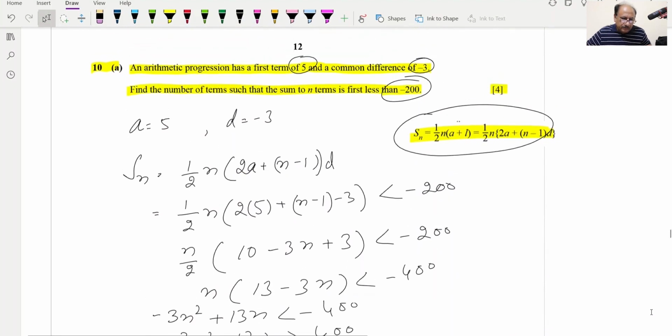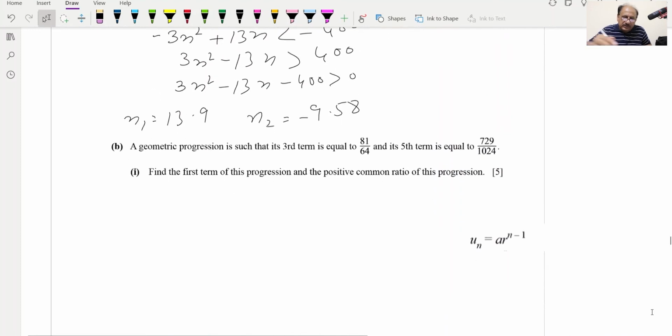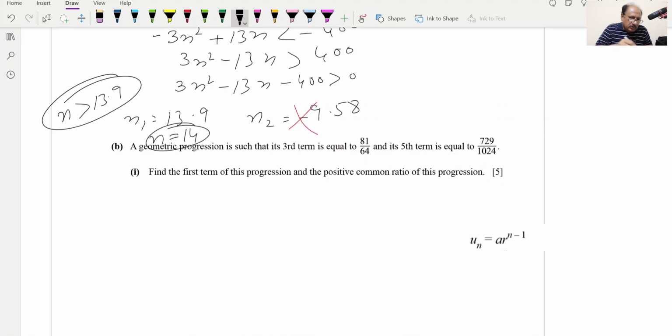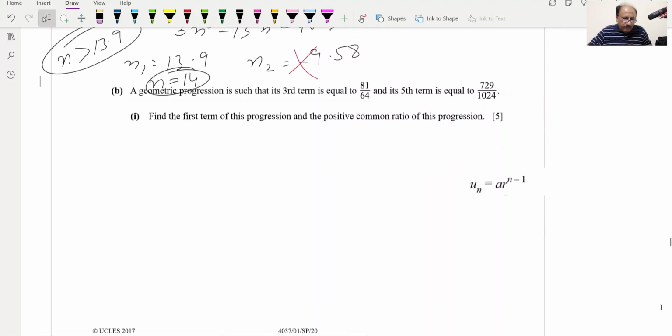So we can reject this negative term, and we will be taking the n value as a rounded value, which we can take as 14. So this will be our answer, greater than. Why have we taken 14? Because n is greater than 13.9, so the rounded number will be 14.